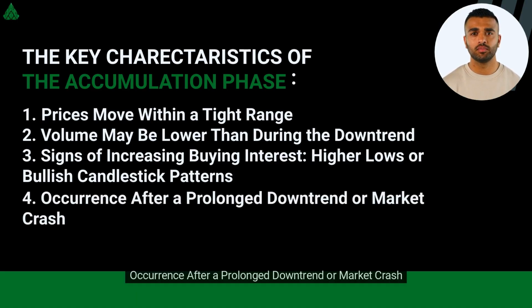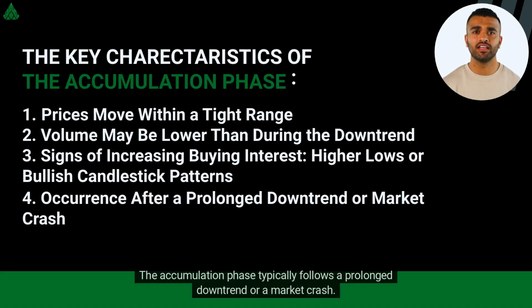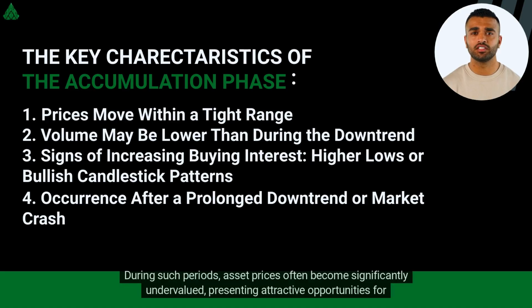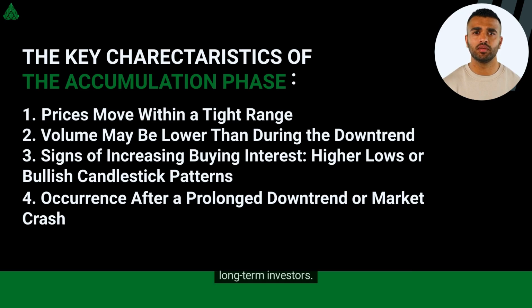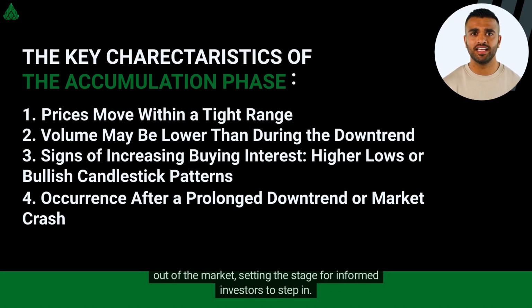Occurrence: after a prolonged downtrend or market crash. The accumulation phase typically follows a prolonged downtrend or a market crash. During such periods, asset prices often become significantly undervalued, presenting attractive opportunities for long-term investors. The extended period of declining prices results in widespread pessimism and often drives weaker hands out of the market, setting the stage for informed investors to step in.